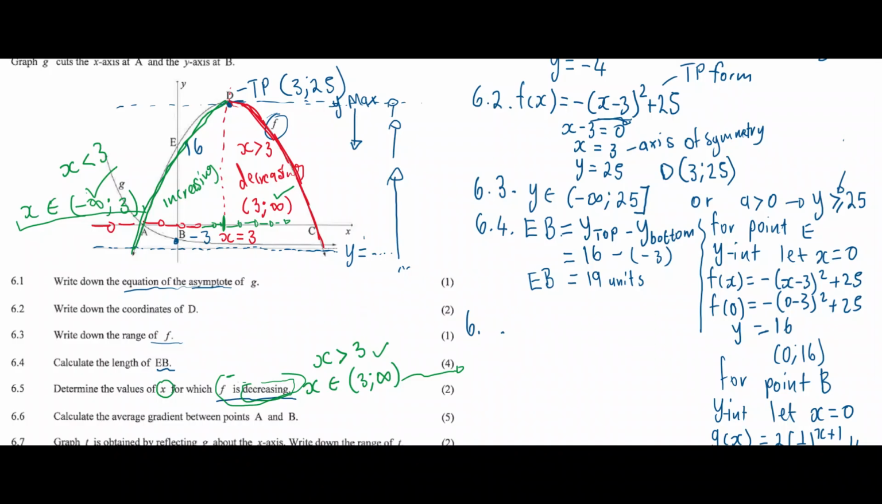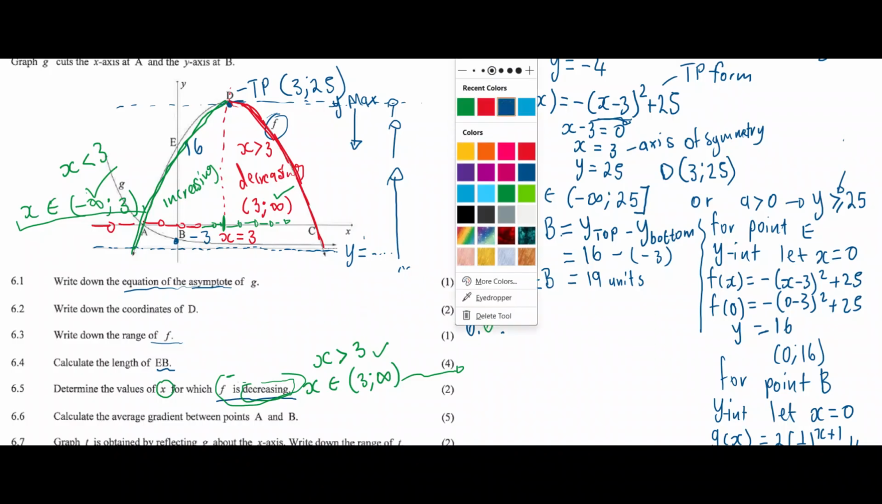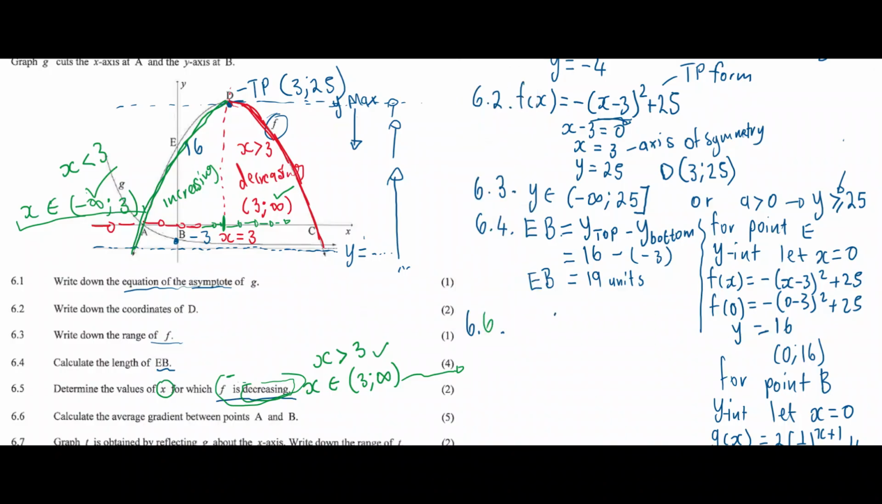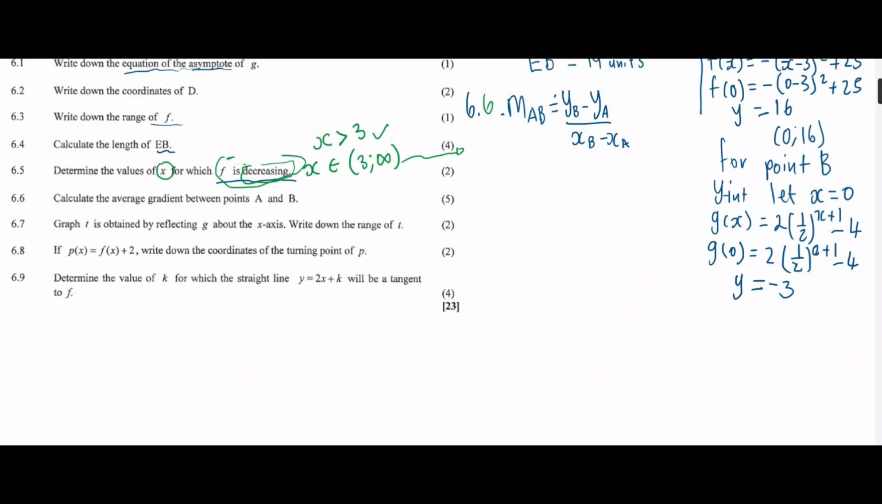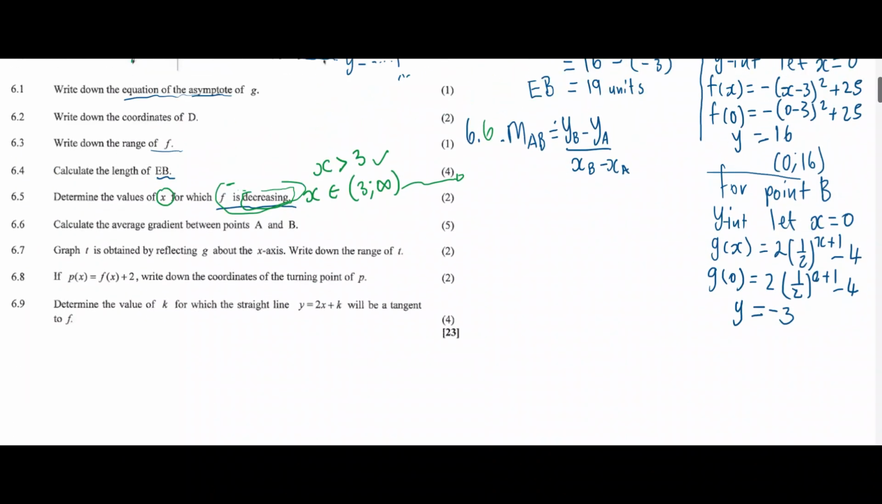So let's move on to 6.6. Question 6.6. So now for this question 6.6, they say calculate the average gradient. So average gradient is nothing but just the normal gradient that you guys know, m_AB, right? Y at B minus y at A over x at B minus x at A, right?